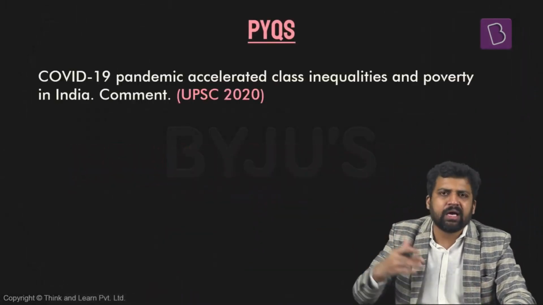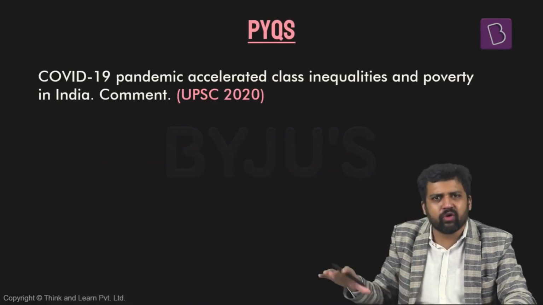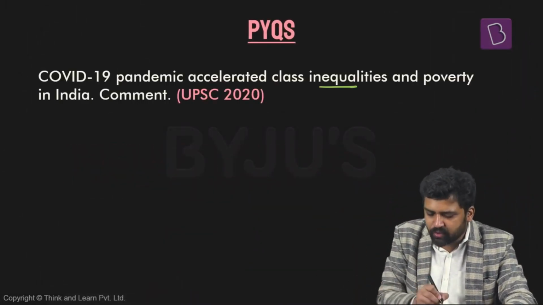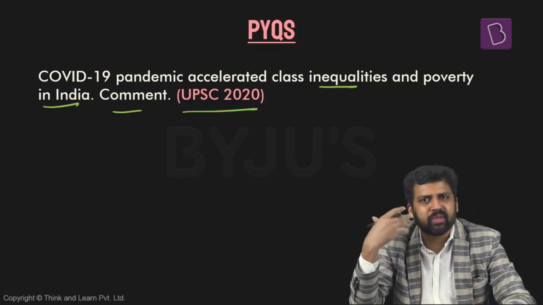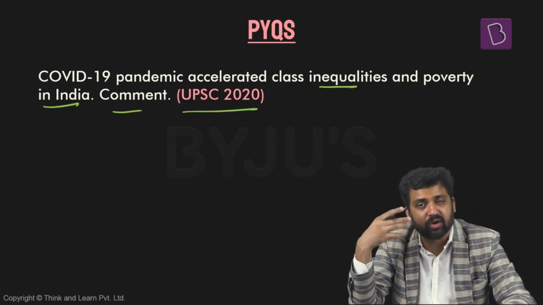Let's look at some questions which have been asked in the past. Though we have separate slides or separate recordings of the IQs, here is just a brief overview of things which have been asked. COVID-19 pandemic has accelerated class inequalities and poverty in India. Right? UPSC 2020 question. So this is something which we talked about, right? How poverty would have increased as a result of the pandemic.